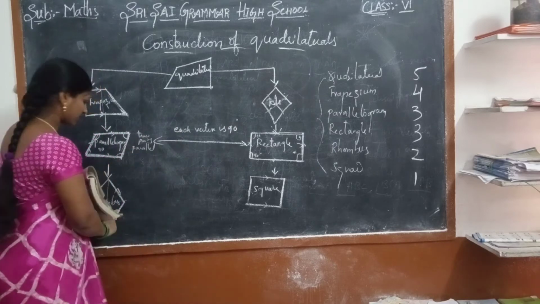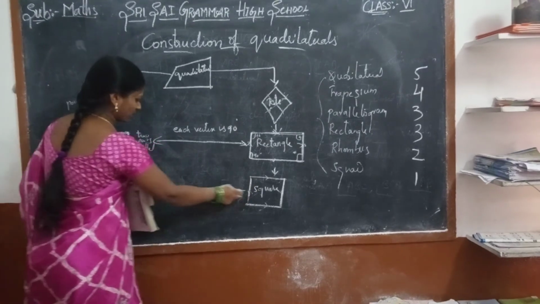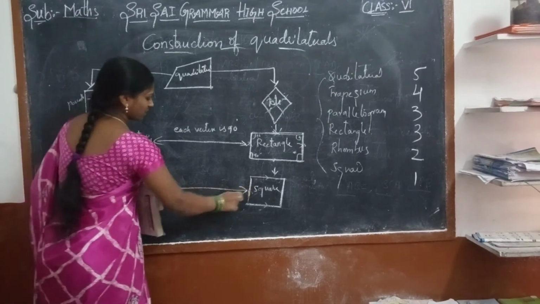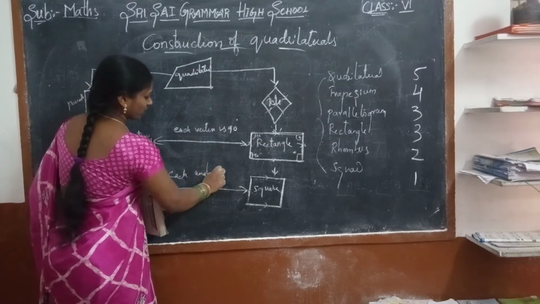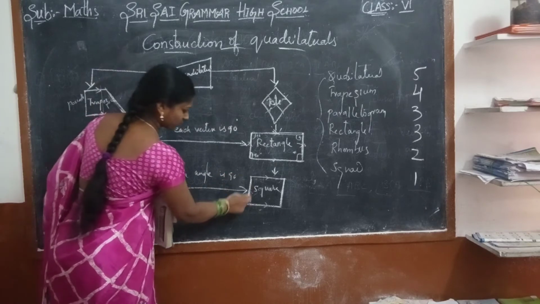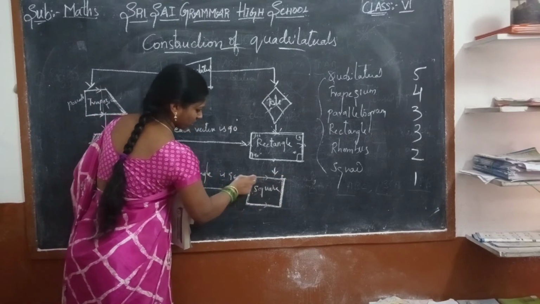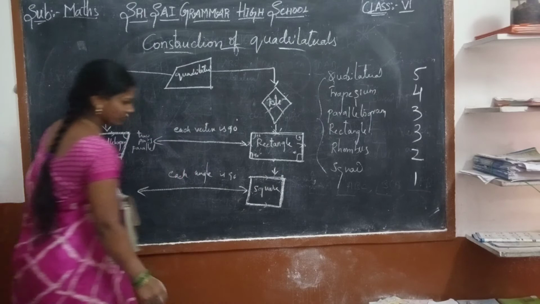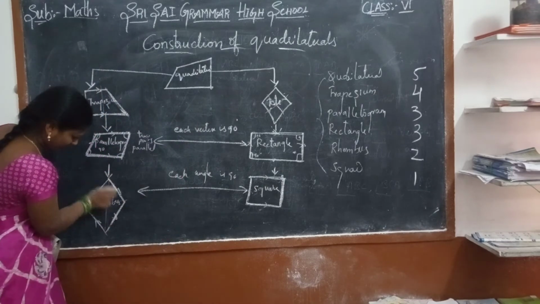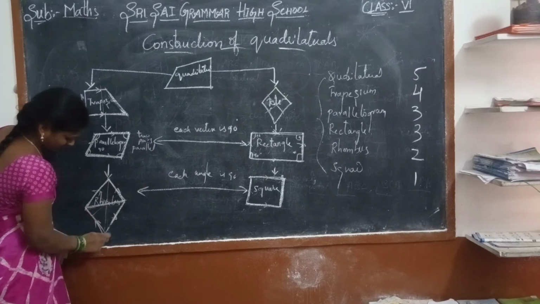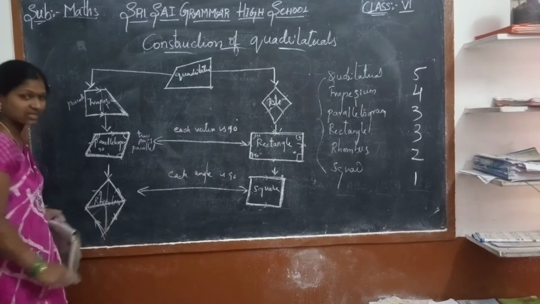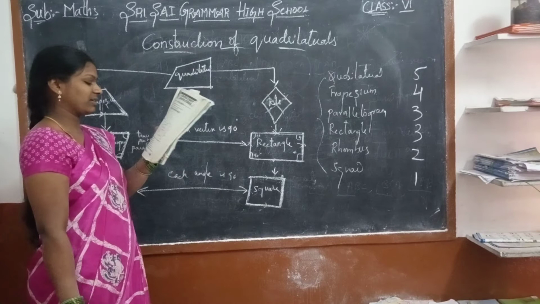In a rhombus and a square also, the adjacent sides are equal. Now, in the square, each angle is equal to 90 degrees. How? Here is the square. Here also, and here also, the angle is 90 degrees. Here it is an L shape. Yes, here also it is equal to 90 degrees.